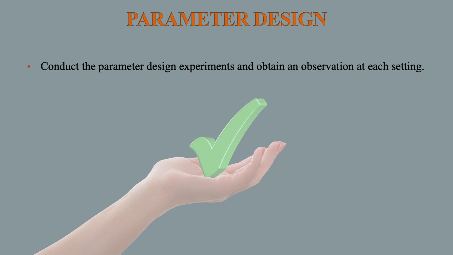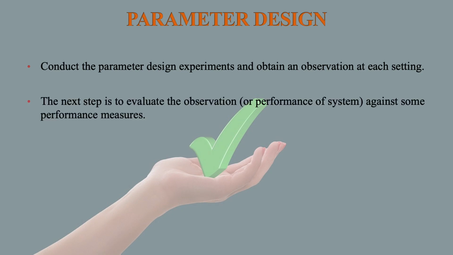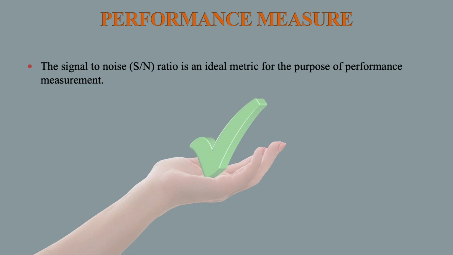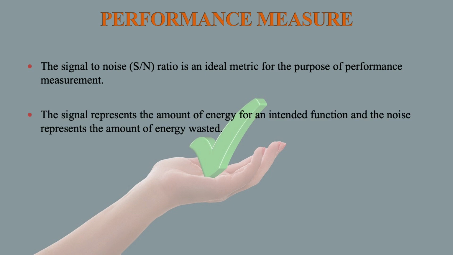Parameter design. Conduct the parameter design experiments and obtain an observation at each setting. The next step is to evaluate the observations against some performance measures or the performance of a system. The performance measure, the signal to noise ratio, is an ideal metric for the purpose of performance measurement. The signal represents the amount of energy for an intended function, and the noise represents the amount of energy wasted.